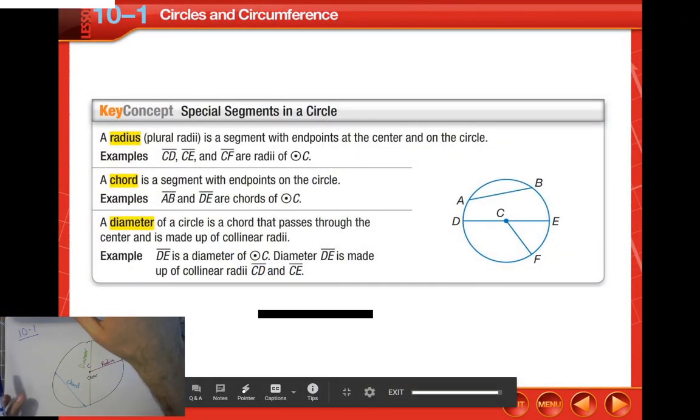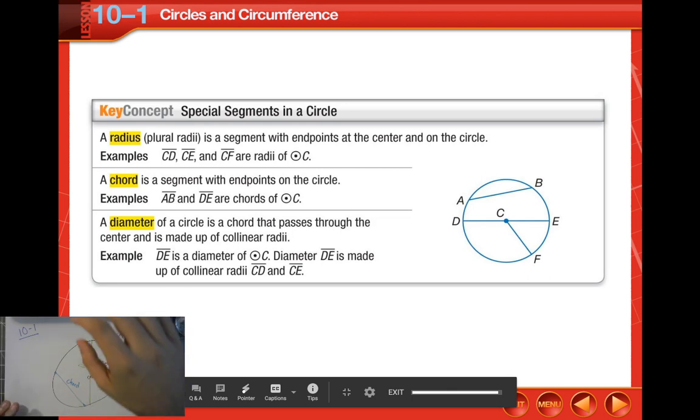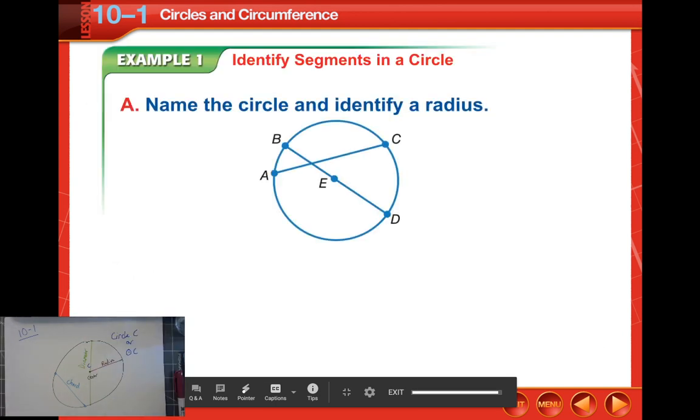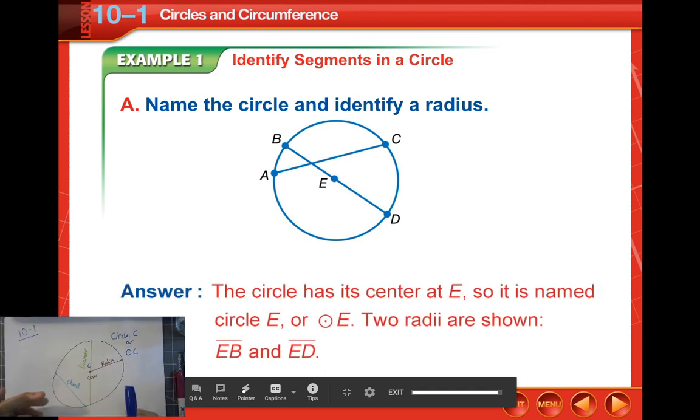So back to the slides, you have these things. If you need to stop this and write anything down, I would do so. You can go and play this back as many times as you need to as well. So name the circle and identify a radius. This would be circle E, because E is in the center. And then a radius, we actually have two different radii. Let me get the laser pointer. That would be E to B or E to D.